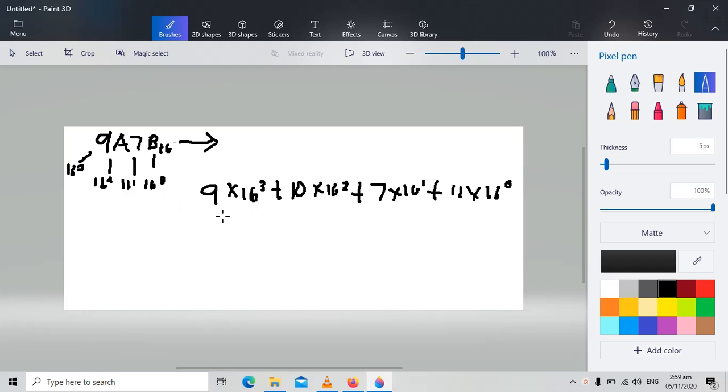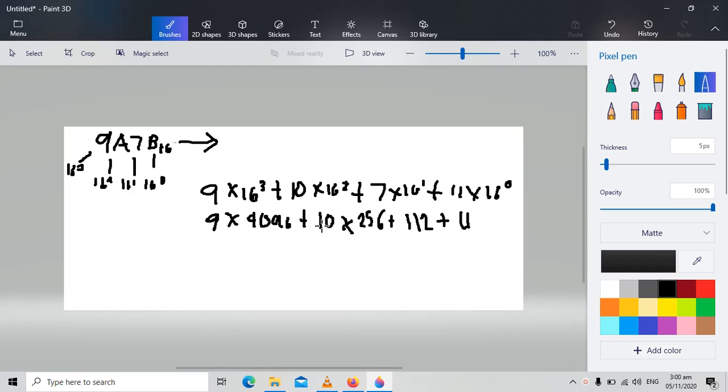9 times 16 to the power of 3 is 4096, plus 10 times 16 to the power of 2. Put 10 here, and 16 to the power of 2 is 256, plus 7 times 16 to the power of 1. 7 times 16 is 112, and 11 times 16 to the power of 0 is 11 only. Remember, anything that is raised to the power of 0 is 1, so it's only 11 here.